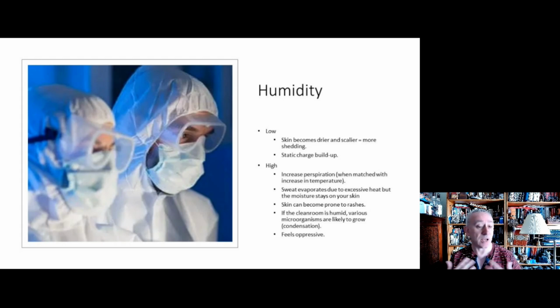And also this happens because as the sweat evaporates, it leaves the skin that's moist. It can also mean that our skin can become prone to rashes, and it also creates a more suitable environment for microorganisms, because a lot of microorganisms need water sources. So particularly if there was to be condensation forming, that would be really, really bad within the clean room environment. And also it's horrible, you know, it feels oppressive.